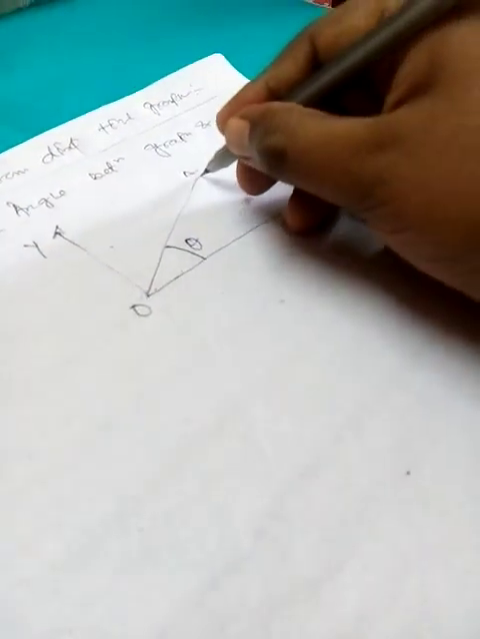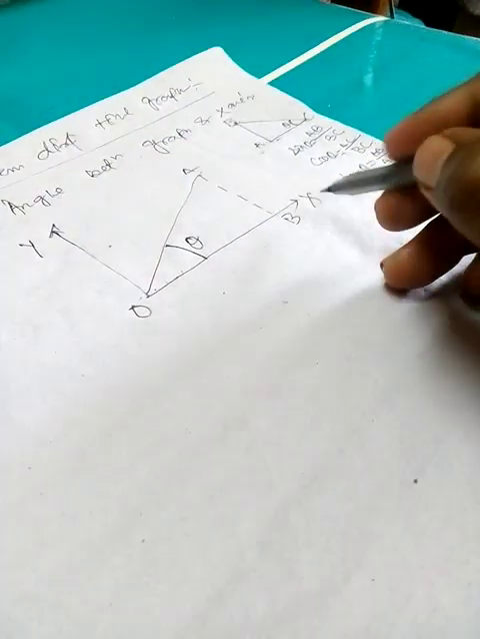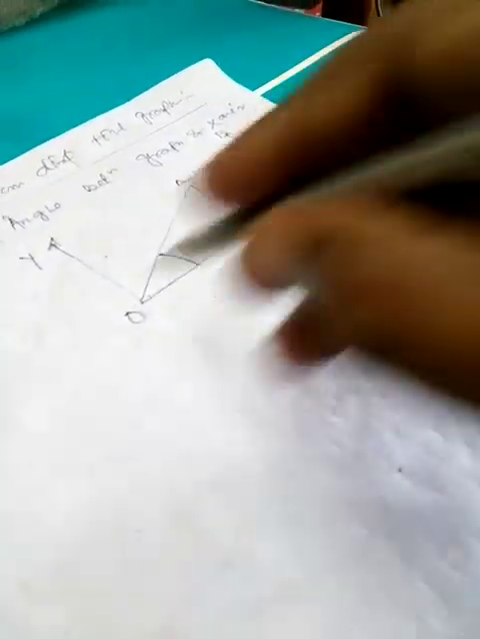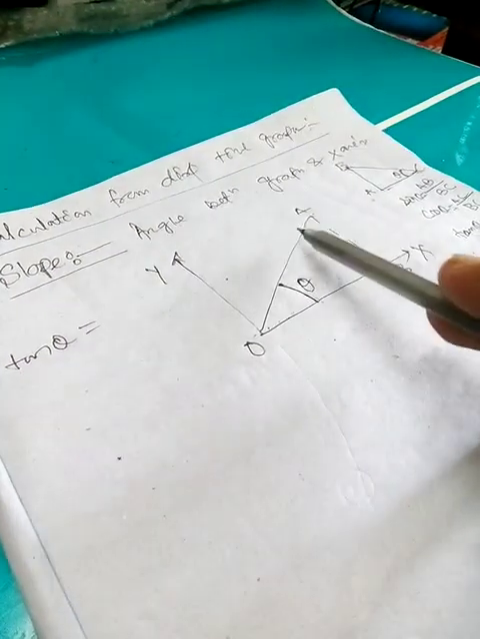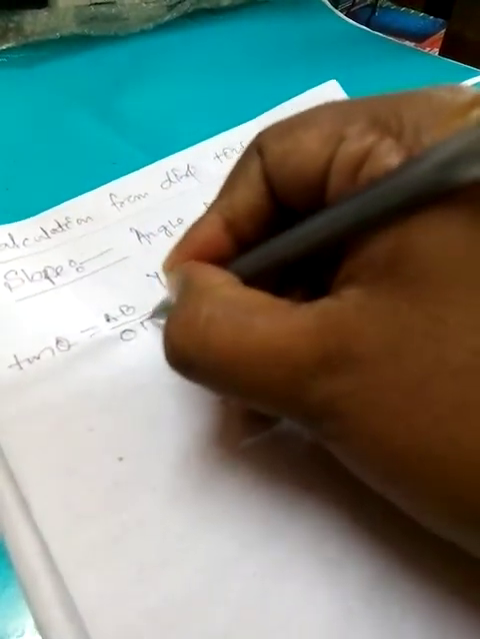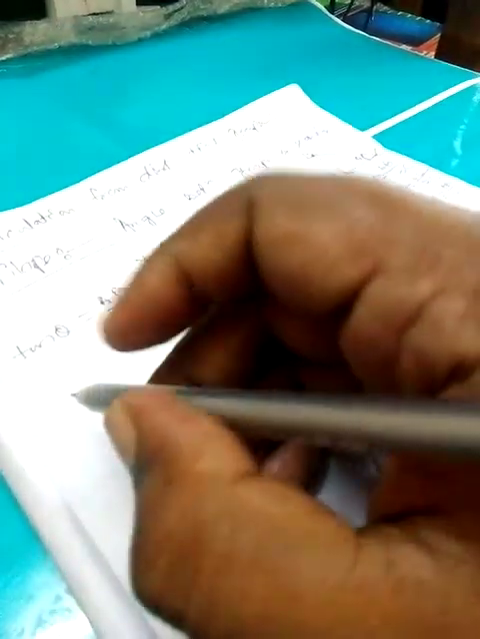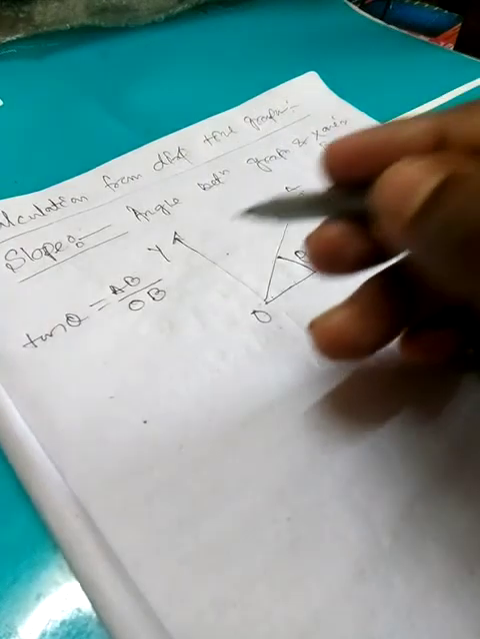So assume it is O, it is A. From point A we have to draw a perpendicular at point B on the x-axis. So it is also a right angle triangle, and here the angle is theta. If I want to find tan theta, tan theta is equal to AB by OB. AB is the perpendicular, OB is the base. Now we have to find theta, but we are finding tan theta. So how are we able to get theta?